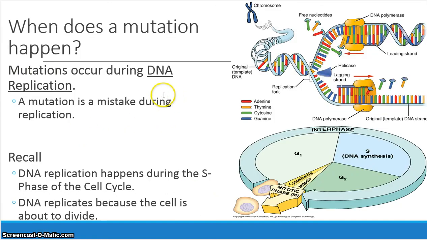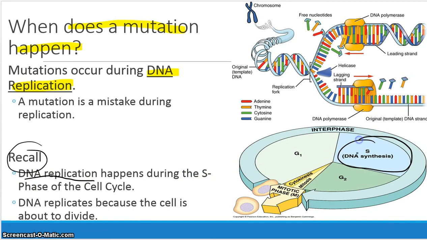Alright, the last thing we're going to talk about real quick before we're done here is, when does a mutation happen? Okay, mutations occur during DNA replication. Alright, so while DNA is trying to make a copy of itself, one of these nucleotides either inserts itself, one of them doesn't get copied, or one of them just matches incorrectly, and that causes one small change in our DNA.